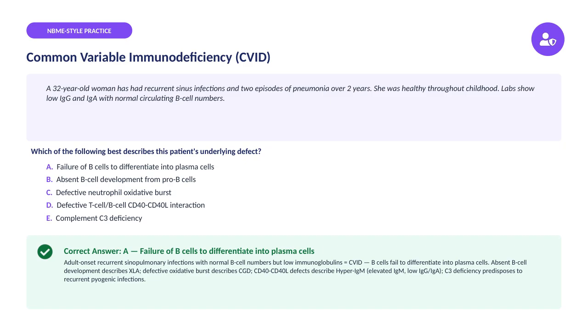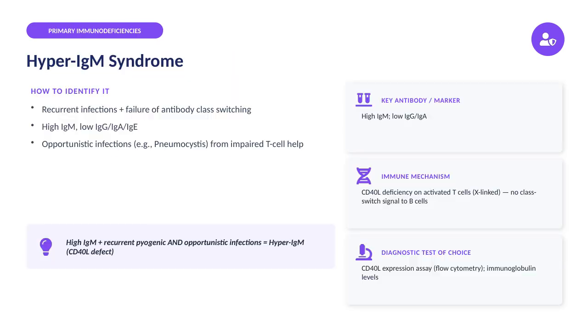Other immunodeficiencies to consider include chronic granulomatous disease, marked by defective neutrophil oxidative burst, hyper-IgM syndrome, which involves faulty CD40L interactions, leading to normal or high IgM but low IgG and IgA, and complement deficiencies like C3 deficiency, which predispose to recurrent pyogenic infections but have a different immunologic profile. Here, the key feature is the presence of normal B-cell counts but low immunoglobulins, reflecting the impaired ability of B cells to become antibody-producing plasma cells in CVID.